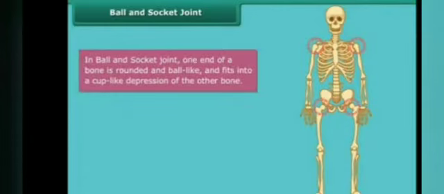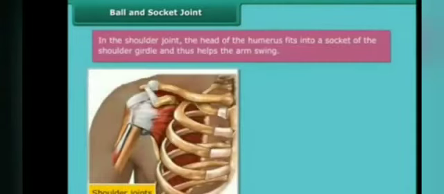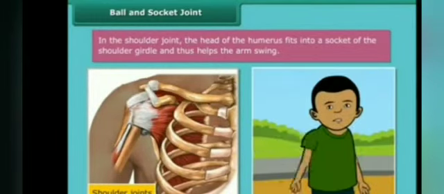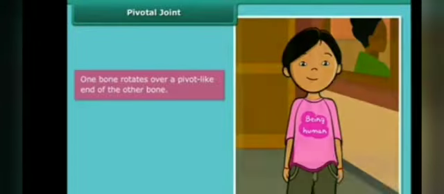First is the ball and socket joint. In a ball and socket joint, one end of a bone is rounded and ball-like and fits into the cup-like depression of another bone. You can see it in the picture. Shoulder joints and hip joints are examples of ball and socket joints. The shoulder joint helps in arm swimming, as shown in the video. In the hip joint, the large ball-like head of the femur fits into the deep socket of the hip girdle.